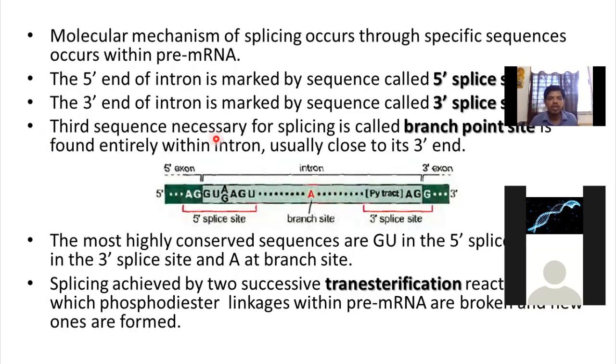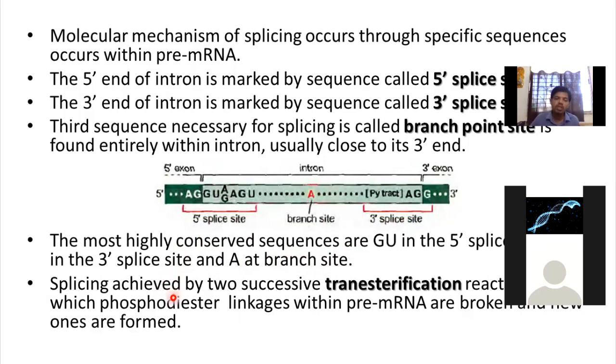The third sequence necessary for splicing is called the branch point. For splicing, the 5' splice site, 3' splice site, and branch site are necessary. Then the most highly conserved sequences, because last time I explained the difference between conserved and consensus sequences. So these are the conserved sequences: GU at the 5' splice site, AG at the 3' splice site, and A at the branch site. Whatever residues we can observe here, all these are conserved sequences, along with this A also.